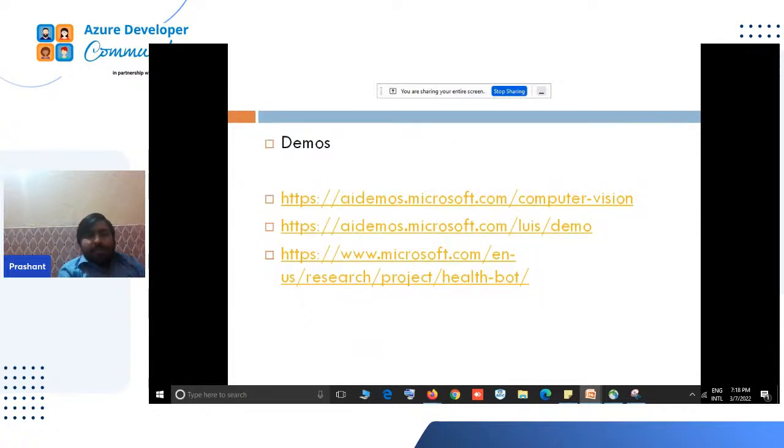We also have certain demos. So these demos are provided directly by Microsoft. So we have demos on computer vision. We also have a demo on language understanding. Then there is also a chatbot demo. So you can run through these demos, and this will enhance your understanding of AI. This would give you basically a demonstration where you can see how AI works in practice.